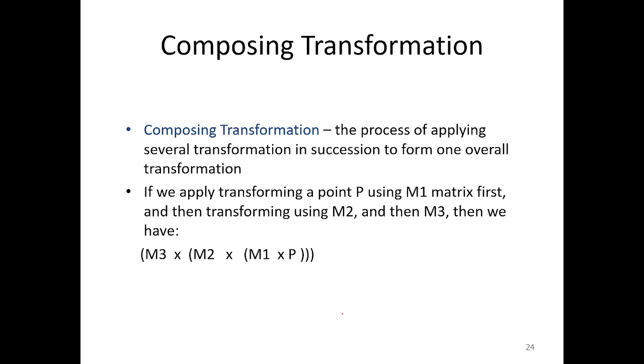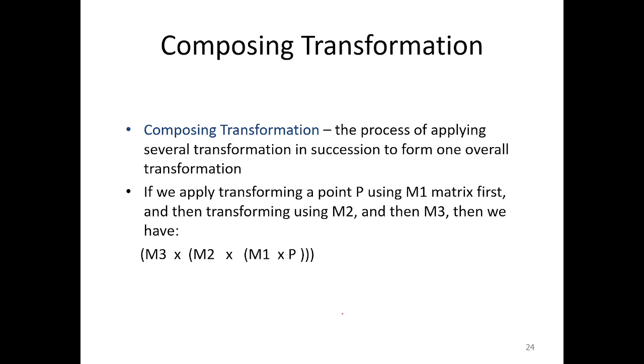If we transform a point P using the M1 matrix first, then M2 and then M3, we have M3 times M2 times M1 times P. P is the particular point of the transformation, M1 is matrix 1, M2 is matrix 2, M3 is matrix 3. Based upon that, we can apply the transformation, that is M3 times M2 times M1 times P.